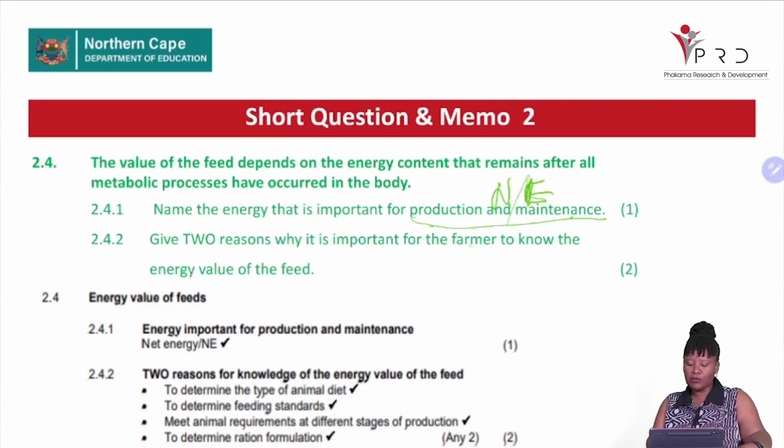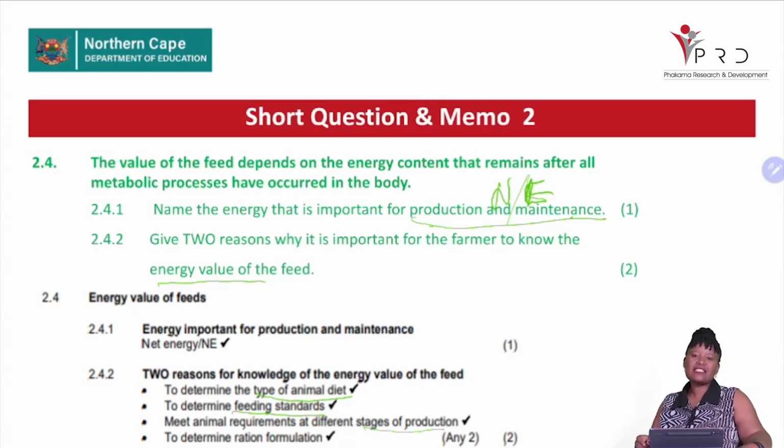Reasons why it is important for the farmer to know the energy value of feed, or you'll be asked to advise your friend why it is important, as a new farmer, to know about the energy values of feed. To determine the type of animal diet, so that you know which diet you must give to this specific animal. To determine feeding standards, to meet animal requirements at different stages of production. Also to determine the ration formulation.